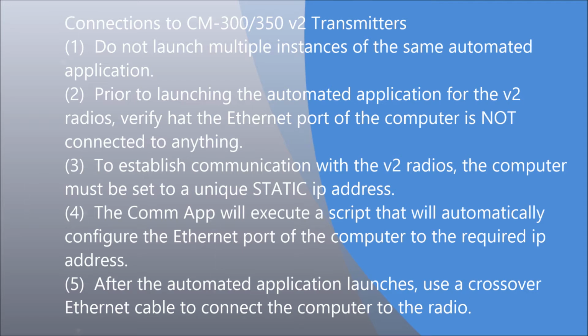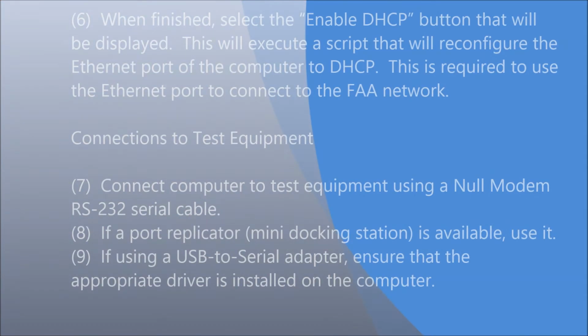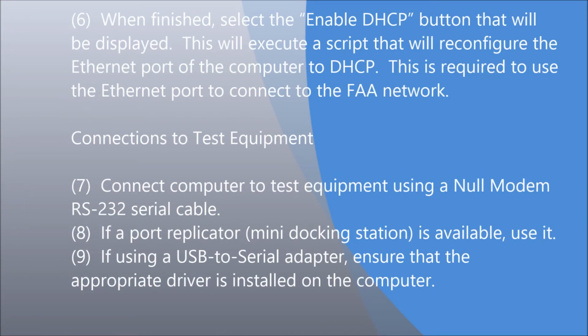And after the automated application launches, use a crossover Ethernet cable to connect between the Ethernet port on the computer and the front panel Ethernet port on the radio. When finished using the automated application, make sure to click on the Enable DHCP button that will be displayed. Now this will execute a second script that will reconfigure your Ethernet port or your network port on the computer to DHCP. Now this is required in order to allow that network port to be used to connect to the FAA network or to the internet.